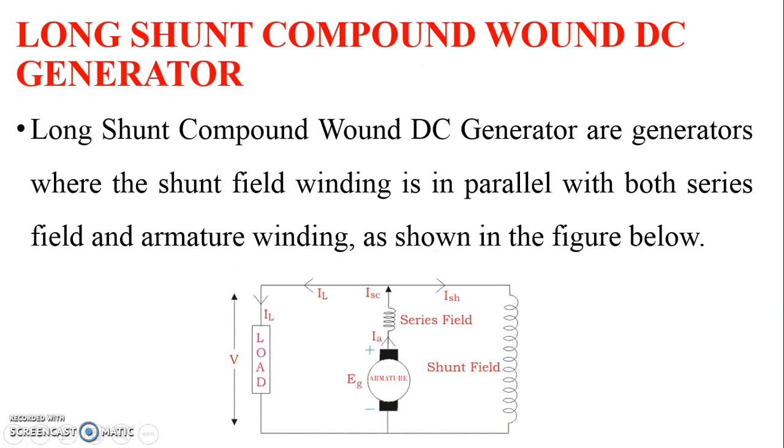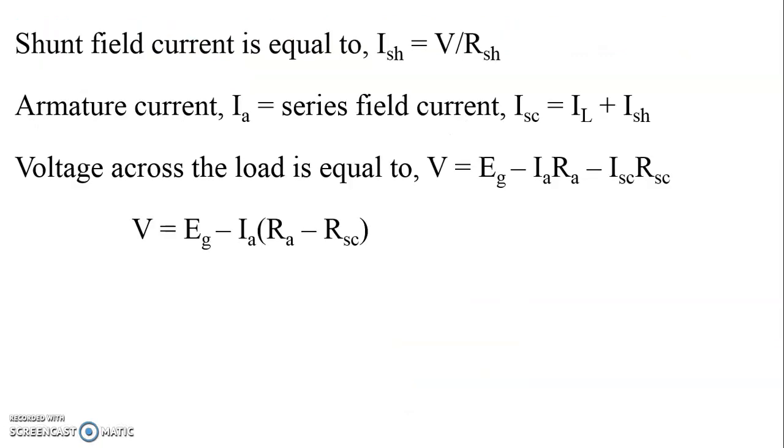So next is the long shunt compound wound DC generator. Here the shunt field winding is in parallel with both series field and the armature winding, that was shown in the figure. Here the shunt field current is equal to V by Rsh. Armature current is equal to the series field current, that was the addition of load current plus shunt field winding current. Here the voltage across the load is equal to Eg minus Ia into (Ra plus Rsc).